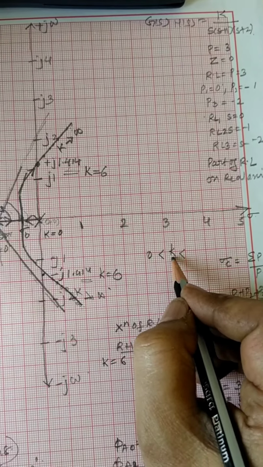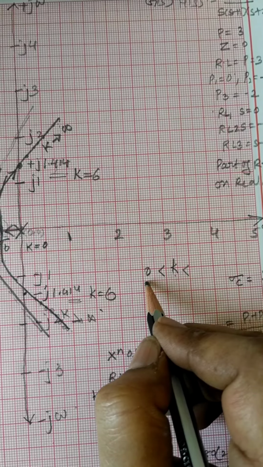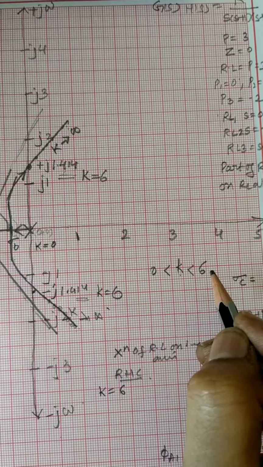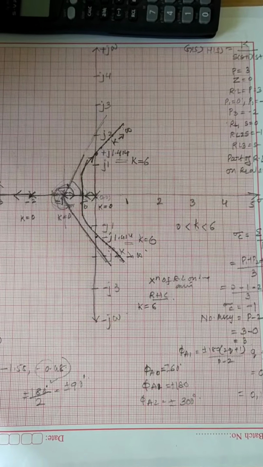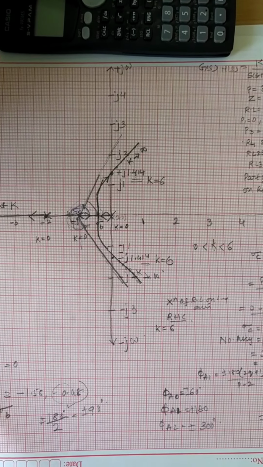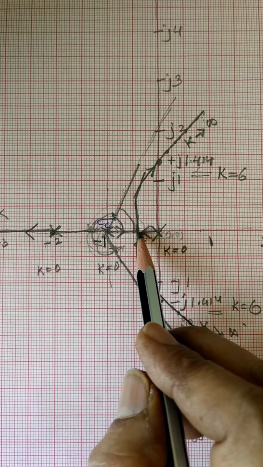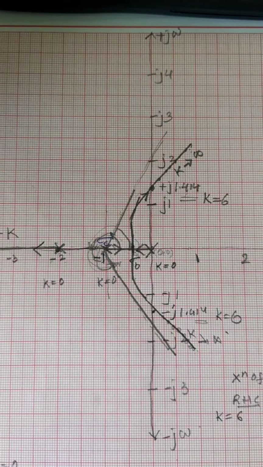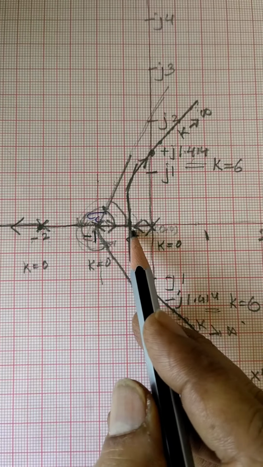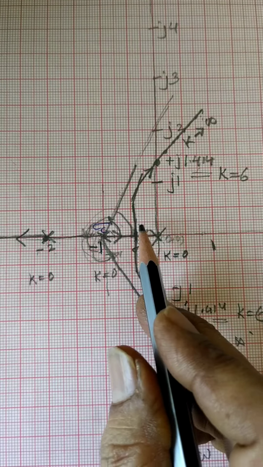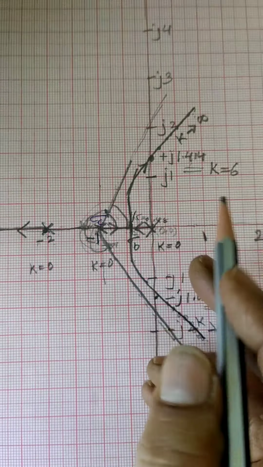The range of k for the system to be stable is that k should be greater than 0 and less than 6. Okay, so this is how we can plot the root locus for this system. We found that the value of k at the breakaway point is equal to 0.348. So at this breakaway point, k is equal to 0.348, that I have found out.